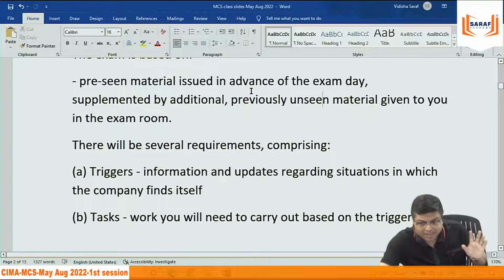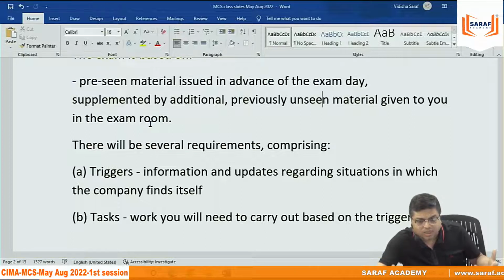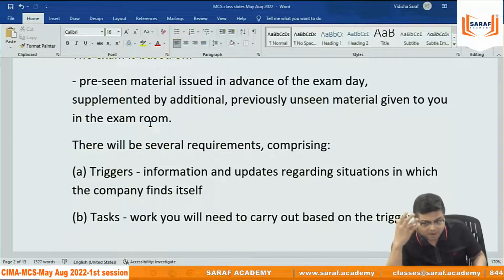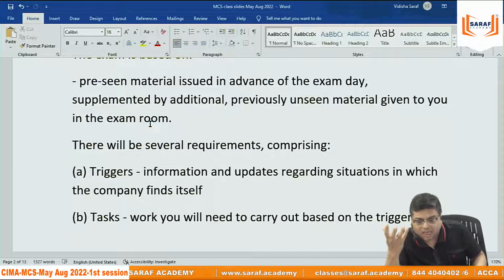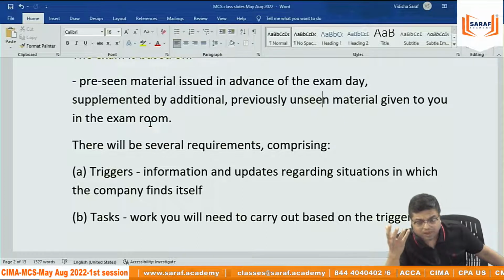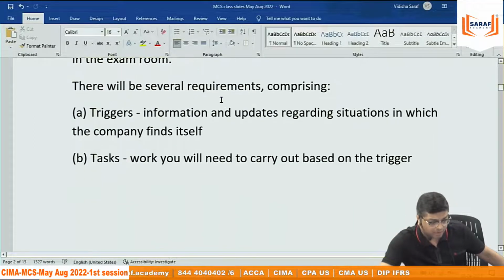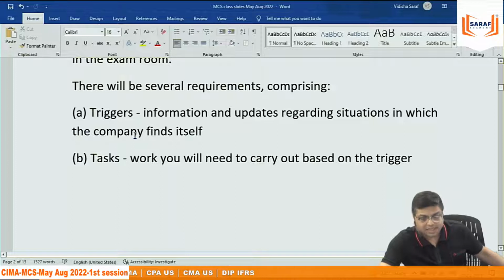The pre-seen material will be released around 45-50 days before the exam, supplemented by additional previously unseen material given to you in the exam room. That means the pre-seen material is not giving the questions. It is just giving information about a particular industry, about a hypothetical company. Based on that, they will give you an unseen question paper in the exam. That question paper, you need to read, you need to plan, you need to write your answers in the exam hall. There will be several requirements comprising triggers and tasks. They are saying that in the exam, the question paper can be saved as triggers and tasks.